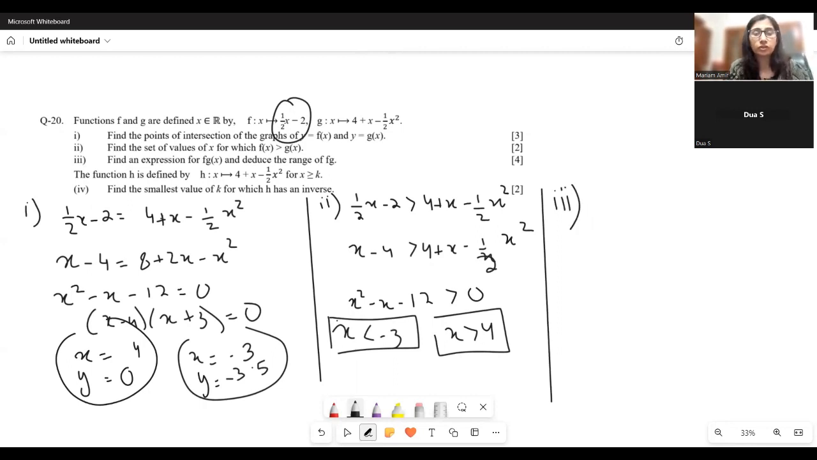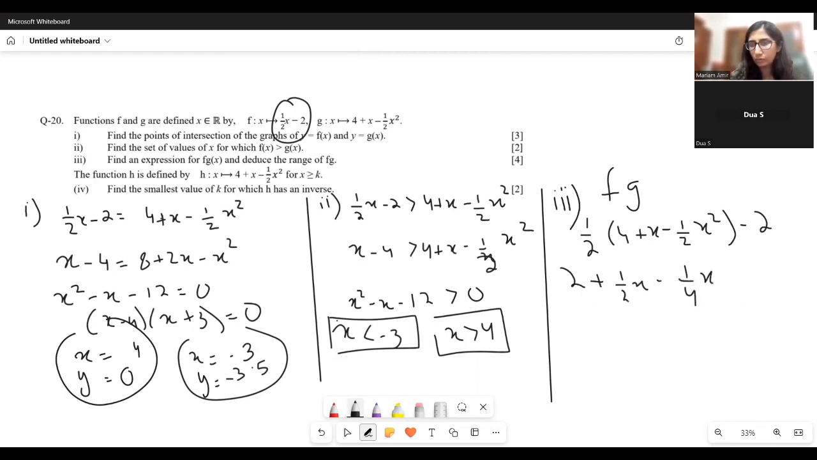Find an expression for fg and deduce the range of fg. Fg means in the function f, we substitute g. So 2 plus half x minus 1 by 4 x square minus 2. So fg is half x minus 1 by 4 x square, and the domain of fg is the domain of g, which is x belongs to real numbers.